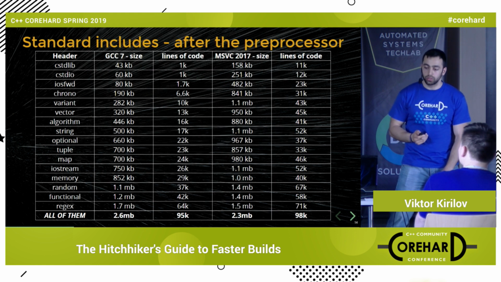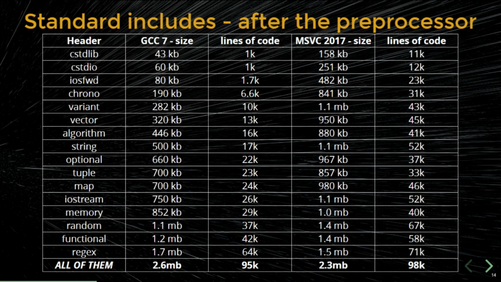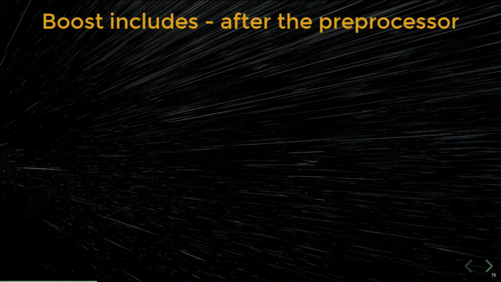So if we include any of the standard headers and we just run the preprocessor, what we end up having is usually around half a megabyte or even more than 1 megabyte of C++ source code. That's without comments and without preprocessor directives, just from a single header. And if we include a bunch of standard headers, we usually get more than 2 megabytes of source code. That's just from a few includes.